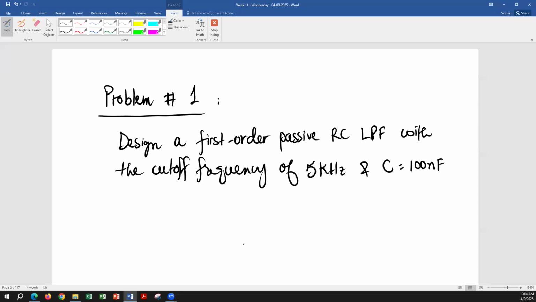Cutoff frequency is still going to be 5 kilohertz, because remember, your cutoff frequency, omega C, is 1 over RC. So you can either change the value of capacitor or change the value of resistor to get the same cutoff frequency.